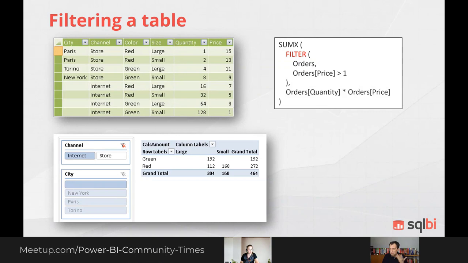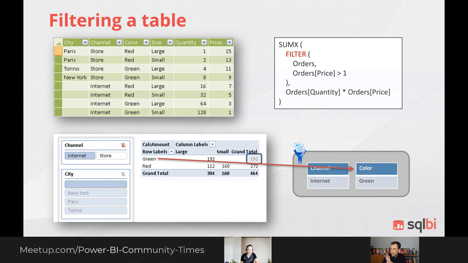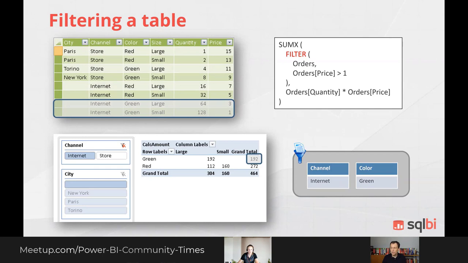Now, these elements can work together. For example, here, we can see that in this cell, we have two filters in the filter context, channel internet and color green. In this filter context, the measure that you see on the right of the screen is actually retrieving two rows from the orders table, and SumX invokes the filter function. The filter function iterates orders. Filter is another iterator. Filter retrieves all the rows visible in the filter context from the orders table, and for each row, it evaluates order price greater than one. Of these two rows, only one satisfies the filter and the other is ignored.